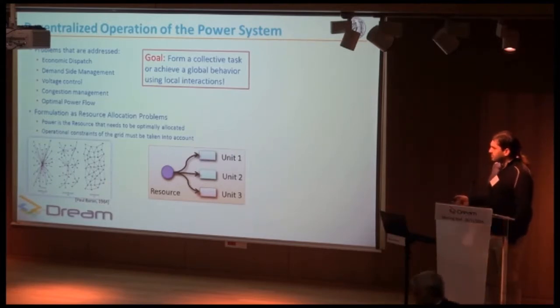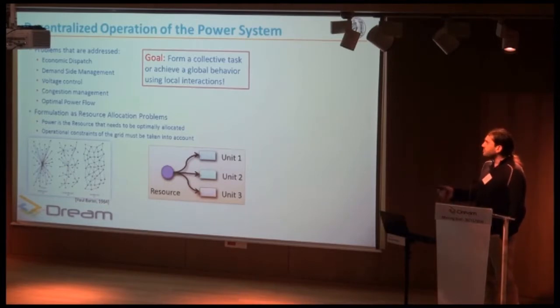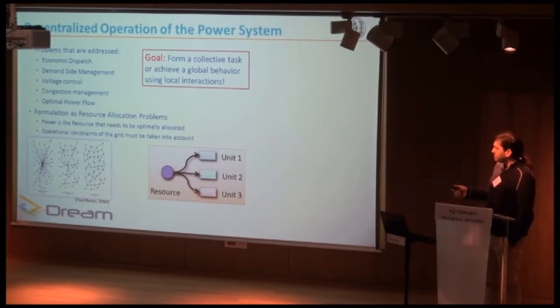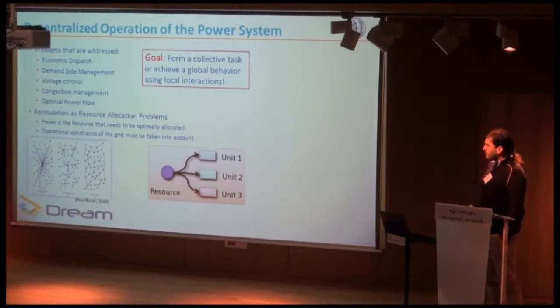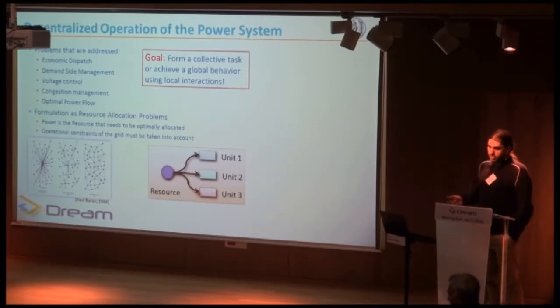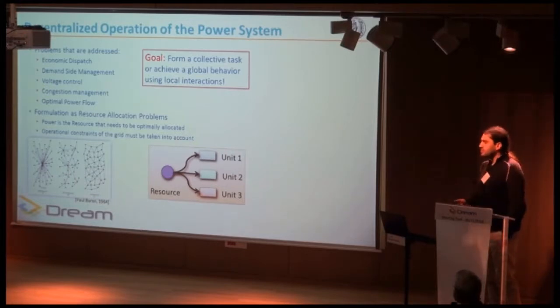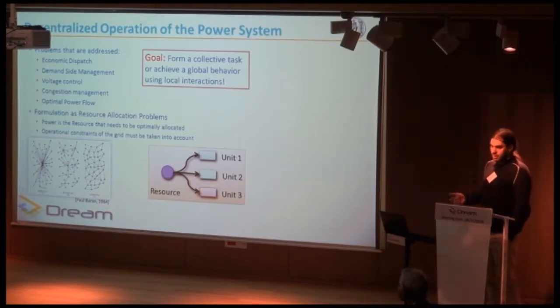But first I would like to give you a very brief definition, a very basic categorization of the different coordination schemes that could be used in the coordination of the grid. First, it's a fully centralized architecture where all the information is concentrated in one single point. There the information is processed and we have the result of the optimization.